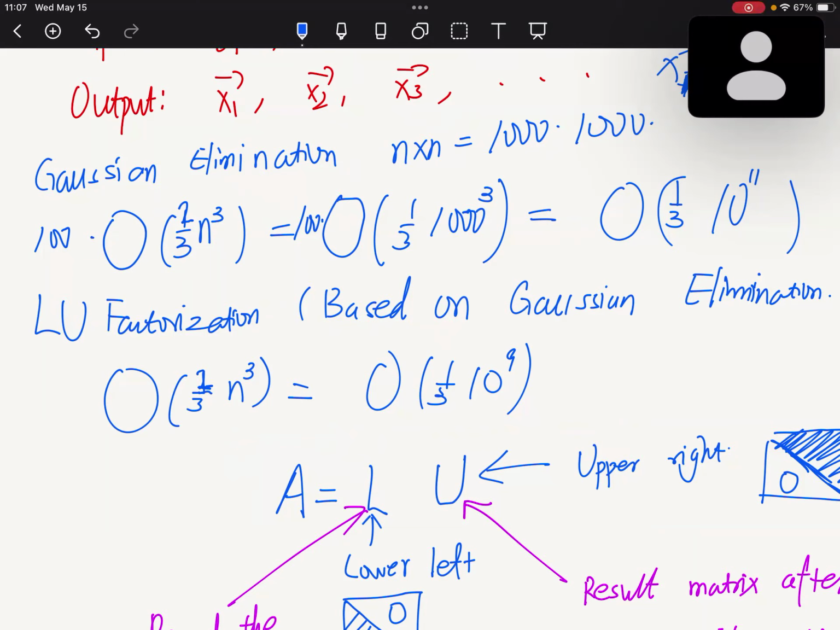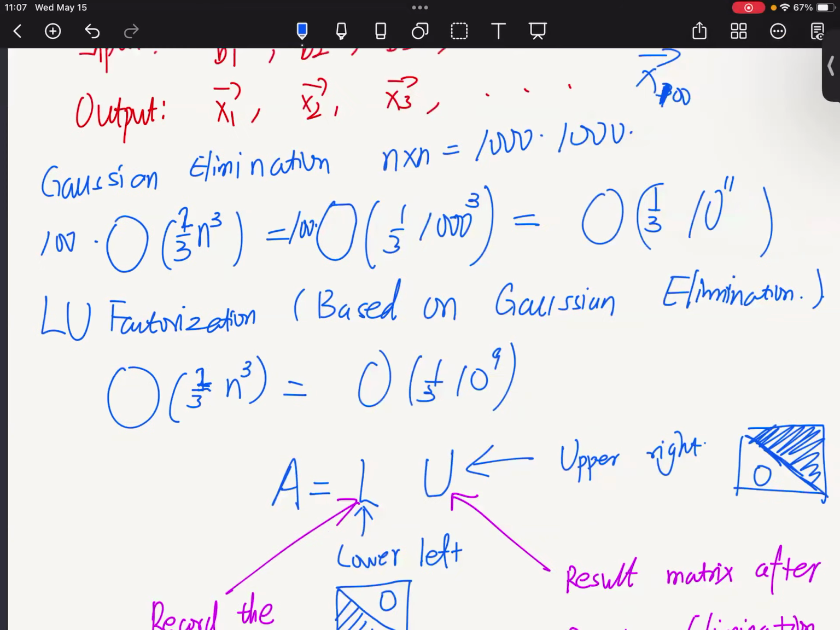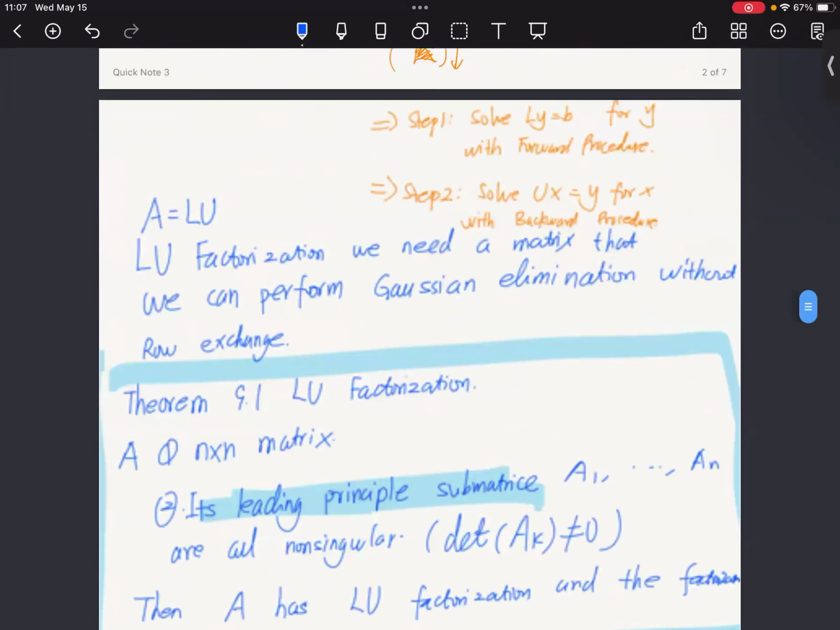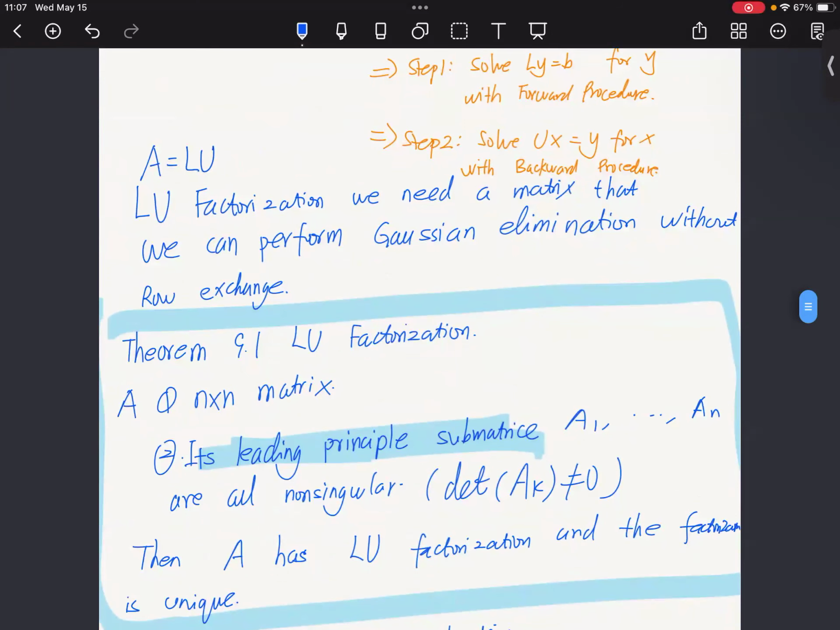And I will compare this method, the LU factorization method, to another method later on, and that is the Cholesky factorization method. And now let's record some very important theoretical results about the LU factorization. And this is the general version. I mention this again because this is quite important.